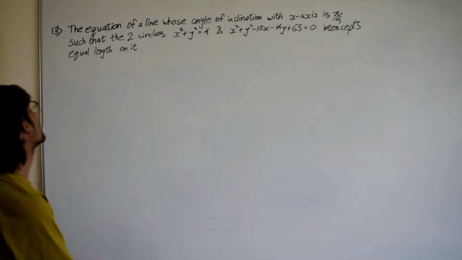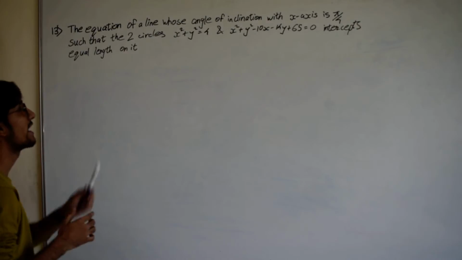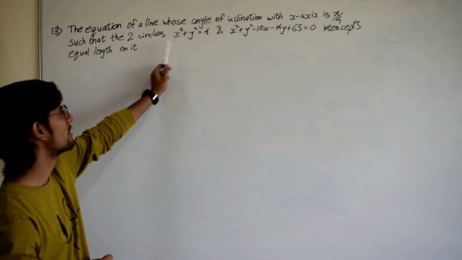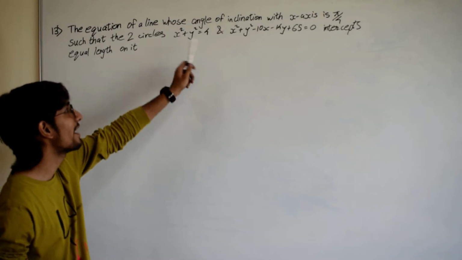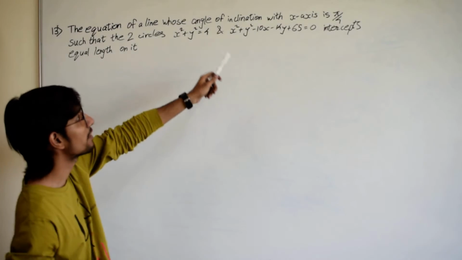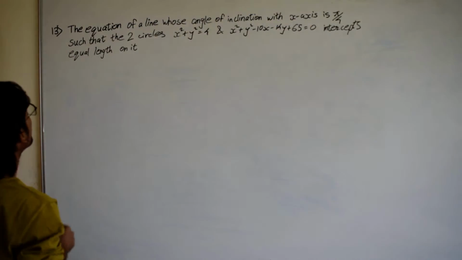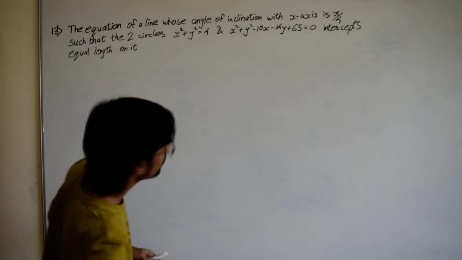So the 13th question we have is: find the equation of a line whose angle of inclination with the x-axis is pi by 4, such that the two circles x square plus y square equals 4 and x square plus y square minus 10x minus 14y plus 65 equals 0 intercept equal length on it. So we have to find the equation of a line. Let me give you the concept.